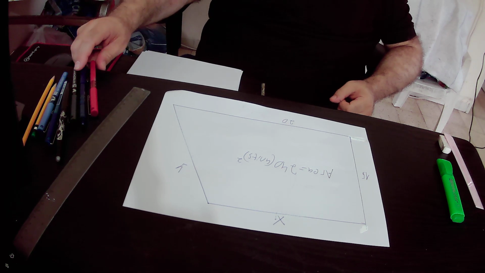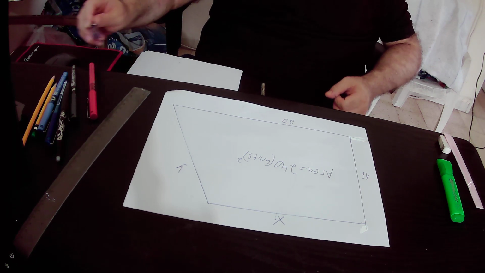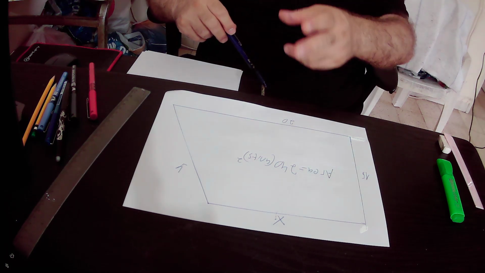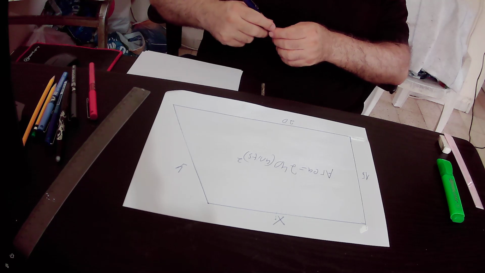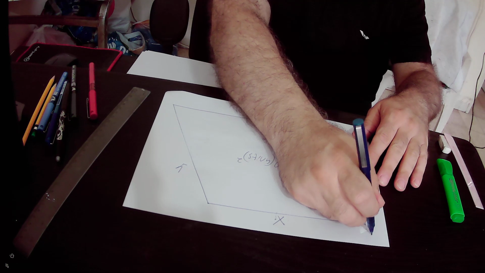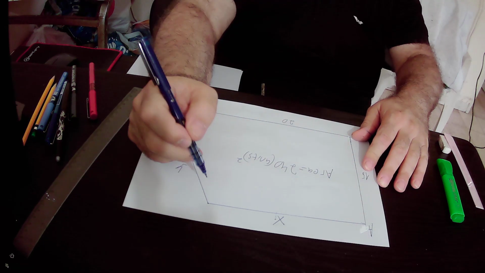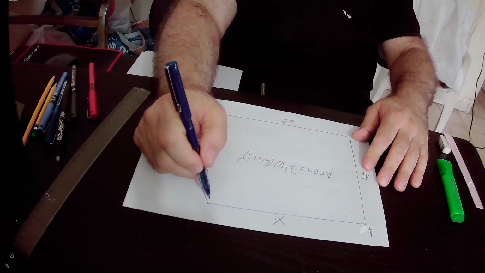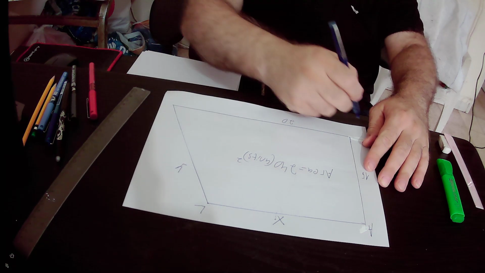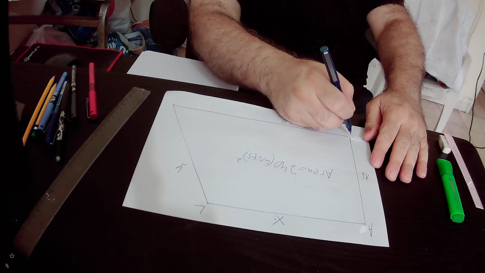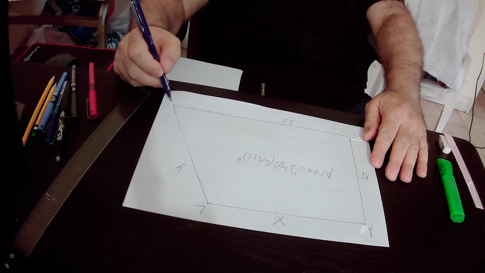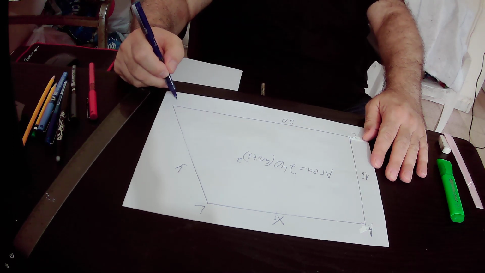First of all, we will give names to the vertices of this shape. We will define this vertex as A. We will define this vertex as L. We will define this vertex as C, and we will define this vertex as D.